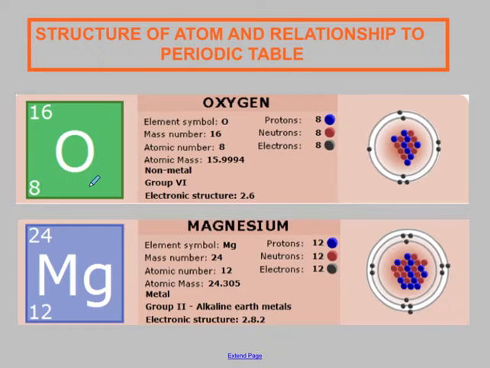Okay, let's keep going. So when we're looking at the structure of an atom in relation to the periodic table, so this is how these numbers are all going to apply on your periodic table. What you're going to see here is this is actually written in a different way than what you would see on your periodic table. This is actually reversed.